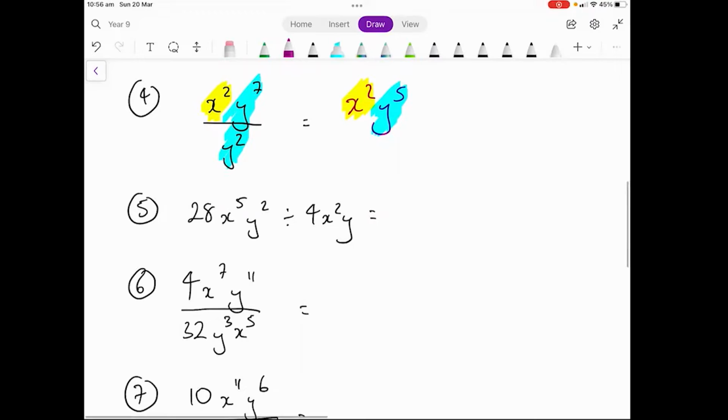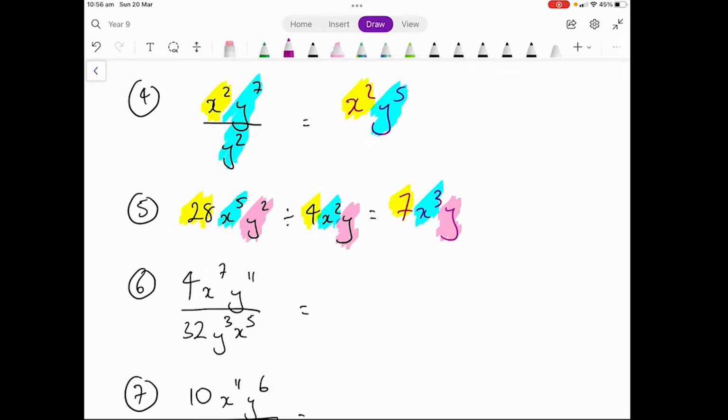Question 5 looks even more complicated. We deal with the whole numbers first. 28 divided by 4, that's 7. Then we deal with the x's. X to the power of 5 divided by x to the power of 2, that's x to the power of 3. Then we deal with the y's. Y to the power of 2 divided by y, that's just y to the power of 1, or y.